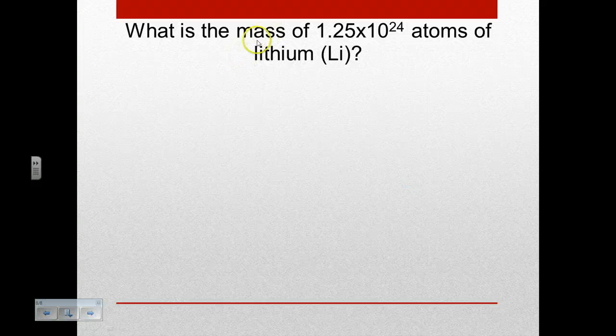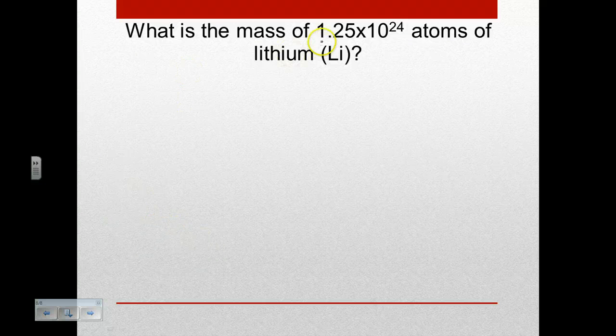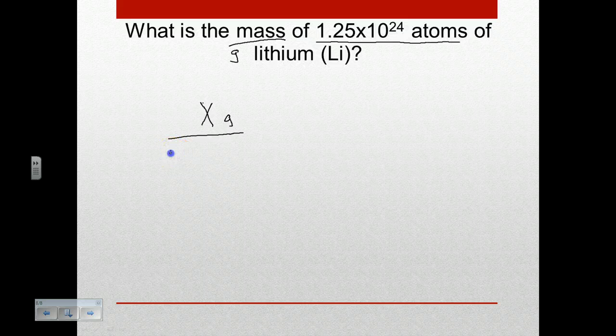Now here's one with lithium. What is the mass of 1.25 times 10 to the 24 atoms of lithium? So here I'm looking for grams and I'm given atoms. So I'm going to set this up the same way. X grams over 1.25 times 10 to the 24 atoms. If you don't write your units in these problems, it makes the problems a lot harder because the units tell you what numbers to use. So we're going to come over here and say grams and atoms.